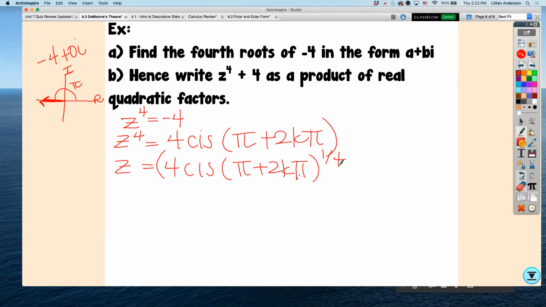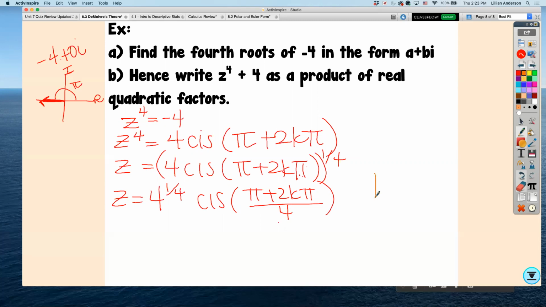And then from here, we apply De Moivre's theorem, which basically says we take our modulus and raise it to that power. And then we'll take our angle and multiply it by that power. So this essentially is going to be pi plus 2k pi over 4 when we multiply it. This is a non-calculator problem, if you're wondering. So we can plug in our values for k, starting where? Starting at 0, and we're doing 4 roots, so that's going to be 0, 1, 2, and 3.